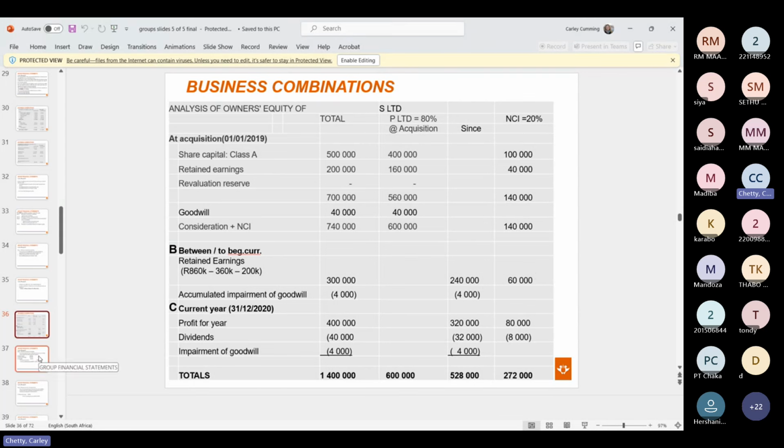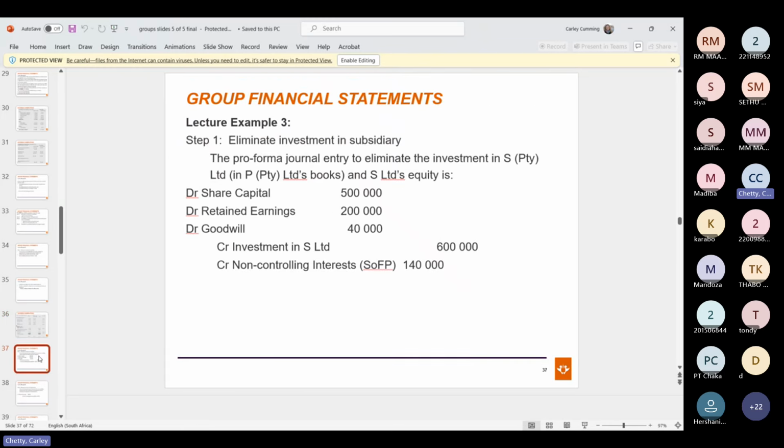So that is our analysis of owner's equity. We now need to perform the pro forma journal entries. So this is the same journal entry you are familiar with. Obviously, we have all the amounts in the analysis of owner's equity, so that is going to help us.